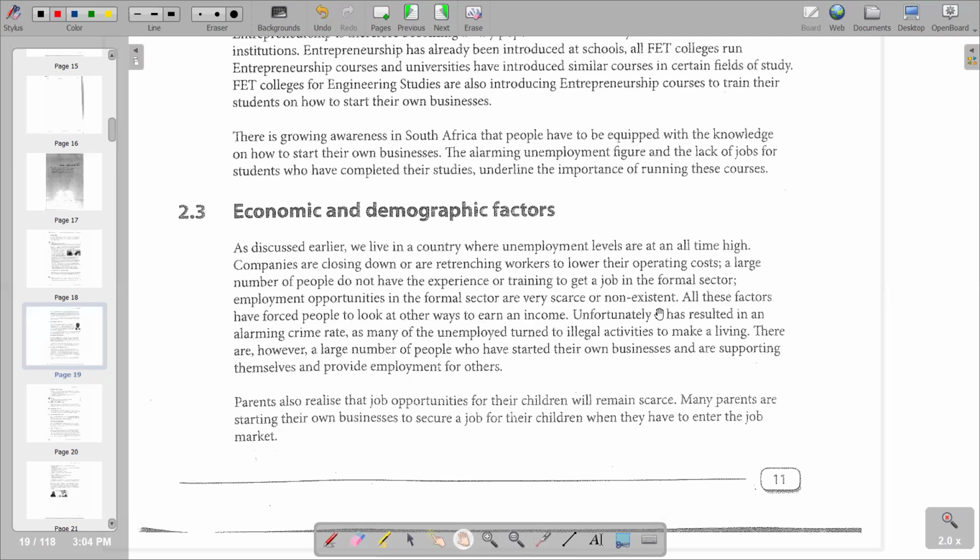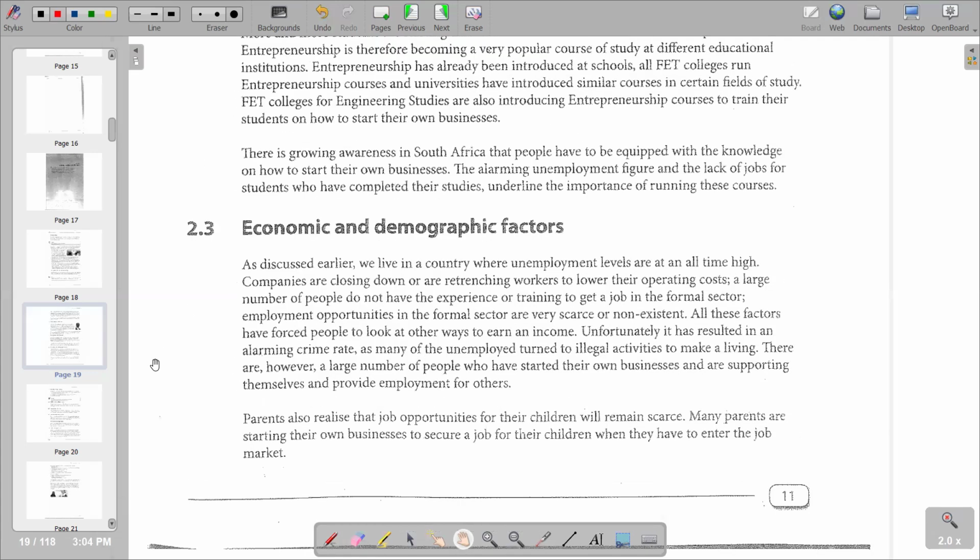If you go to the paragraph beneath our economic and demographic factors, we have all these factors that have forced people to look at other ways to earn an income. There are no jobs, so they are trying to look for alternatives so that they can earn income. Unfortunately, it has resulted in an alarming crime rate, as many of the unemployed turn to illegal activities to make a living. So basically, you'd see that they are now turning to illegal activities, although they are operating their own business, but these businesses are illegal. So this is why we are having the emergence of more entrepreneurs in the local economy. This is what we have with economic and demographic factors.